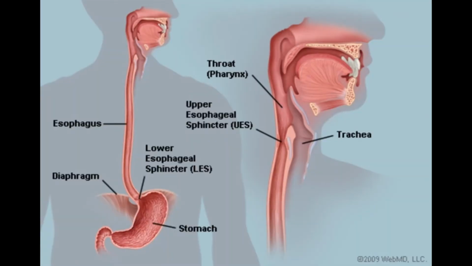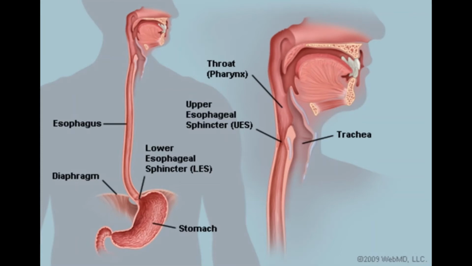Swallowing is a two-phase process. First, there is the buccal phase, which is a conscious process. In this phase, the tongue pushes the bolus to the oral pharynx. After the buccal phase comes the non-conscious phase, the pharyngeal esophageal phase.